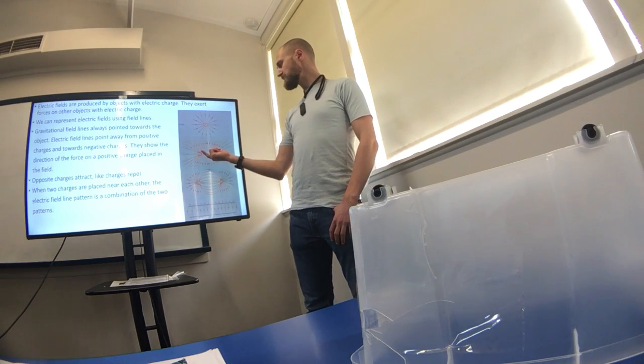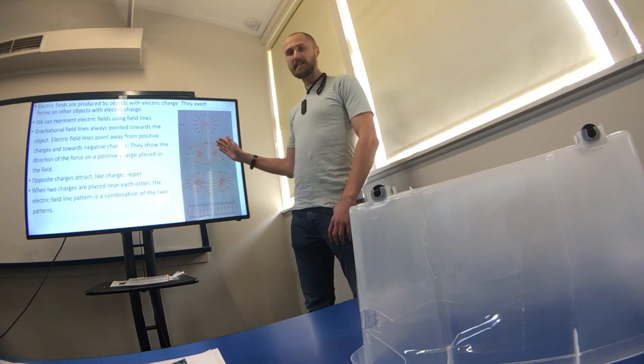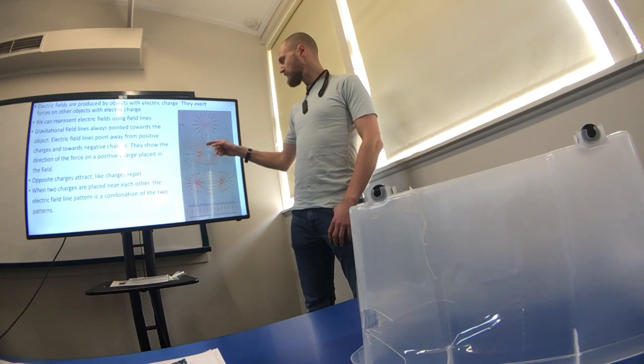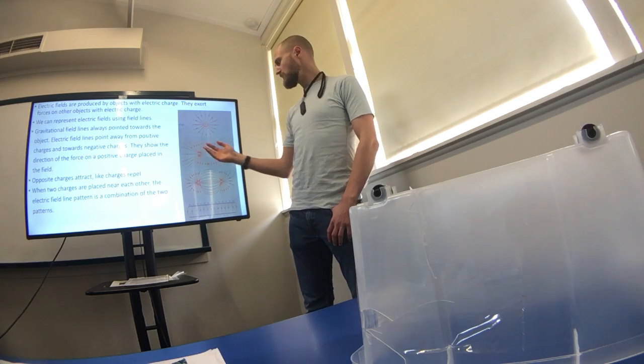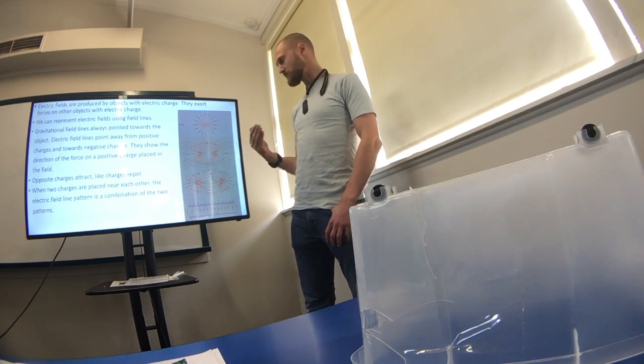Also, if we had this diagram, but instead of positive, positive, we had negative, negative, this picture would be exactly the same, except that instead of going out, the lines would be going in towards the negative charges. So exact same structure, just the arrows flipped the opposite direction.